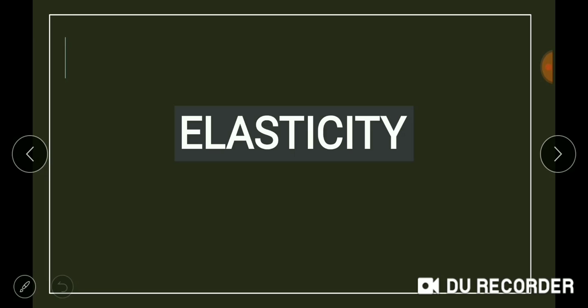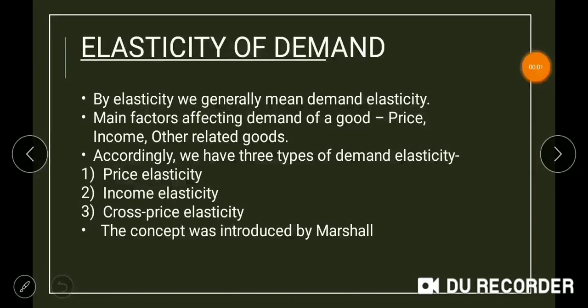We will start with one of the most common topics in economics, elasticity. Elasticity of demand. If nothing is specified, we generally assume that elasticity is the elasticity of demand. So by elasticity, we generally mean demand elasticity. The main factors affecting demand for a good also affect the elasticity of demand. The main factors that affect demand for a good are price, income and other related goods. Accordingly, we have three types of demand elasticity: price elasticity, income elasticity and cross price elasticity. The concept of elasticity was first introduced by Marshall.